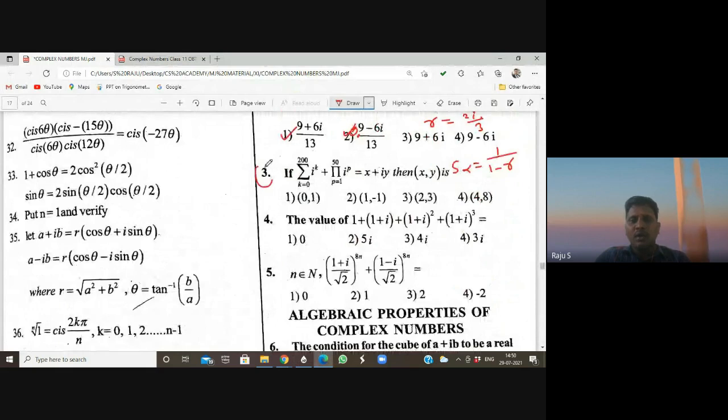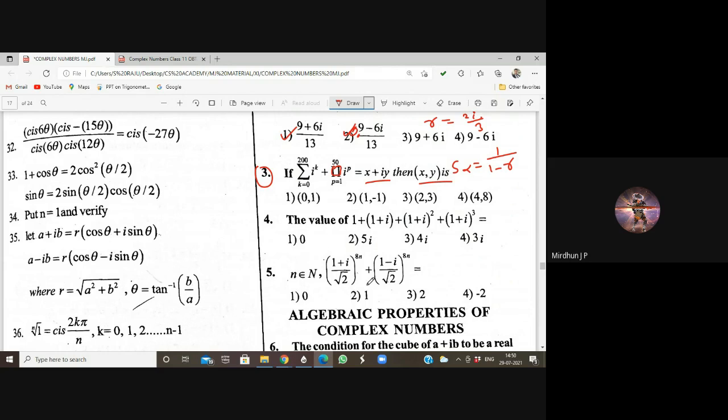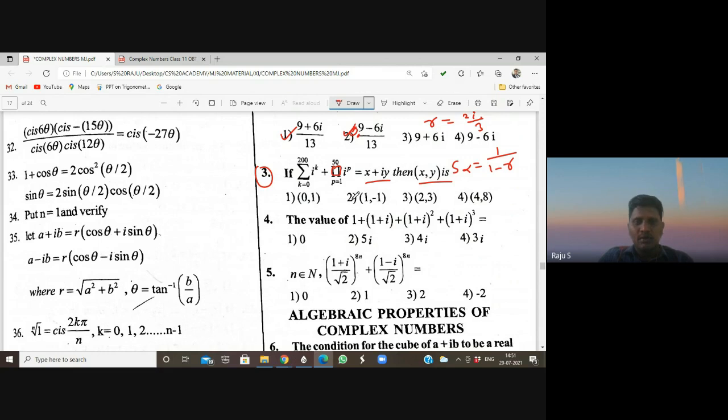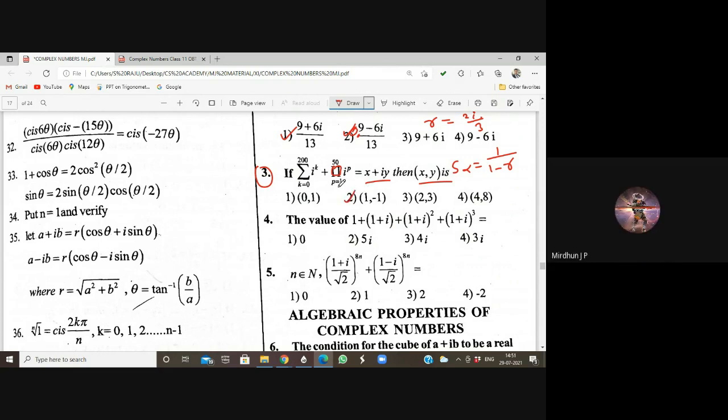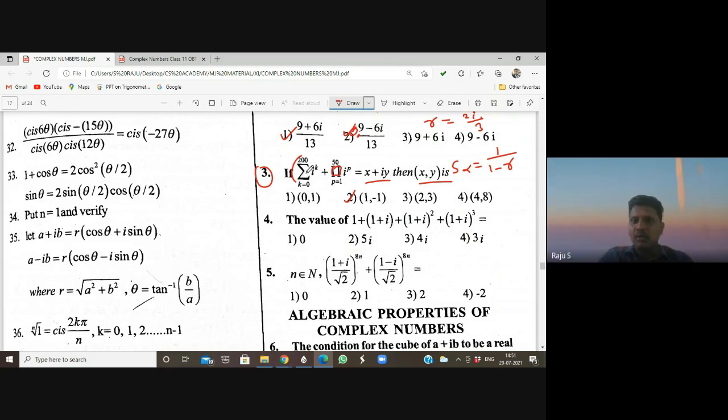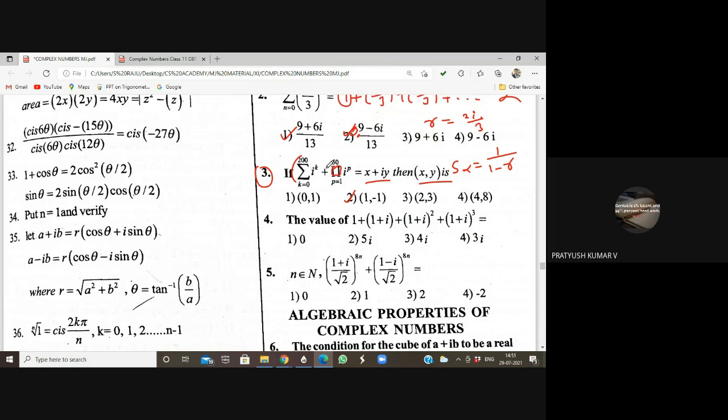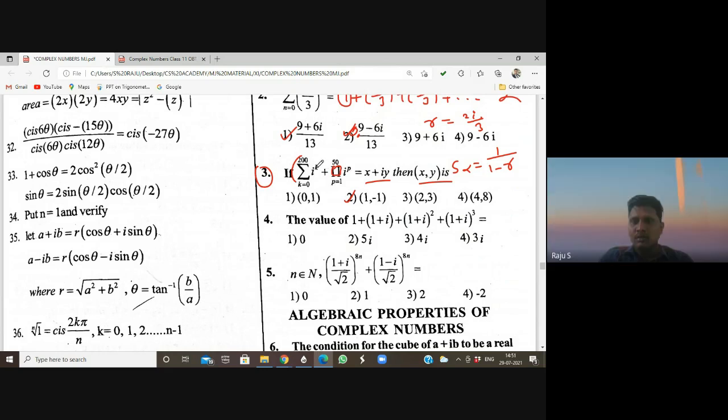Okay, students, what about the third one? This represents the sum of i to the power k from 0 to 200 plus the product from 1 to 50. You can equate it to x plus iy. Then what is x comma y? 1 comma minus 1. How can you say that? Here 200 is divisible by 4.